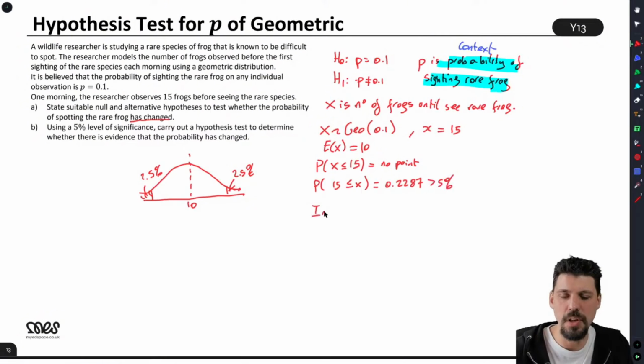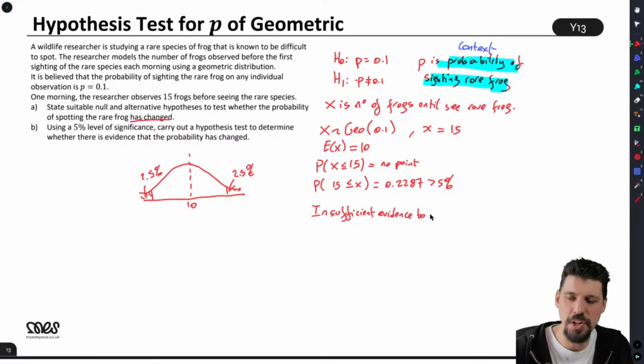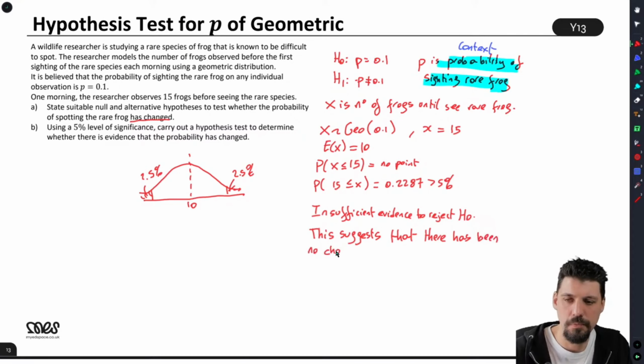So, let's use our stock phrases. Insufficient evidence to reject H0. What does this suggest? This suggests that there has been no change in the probability of seeing a rare frog.